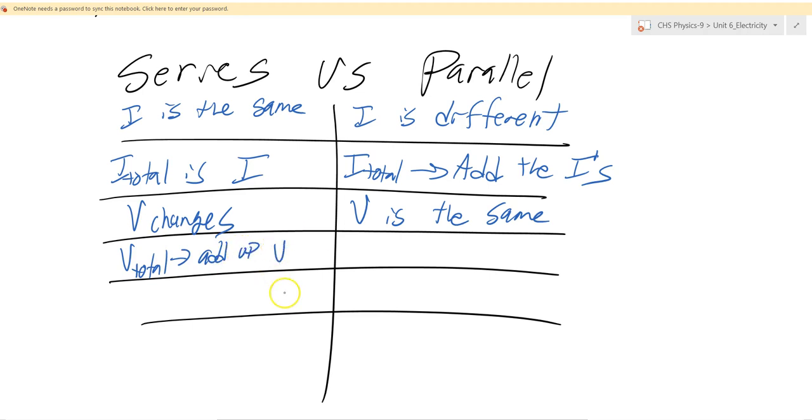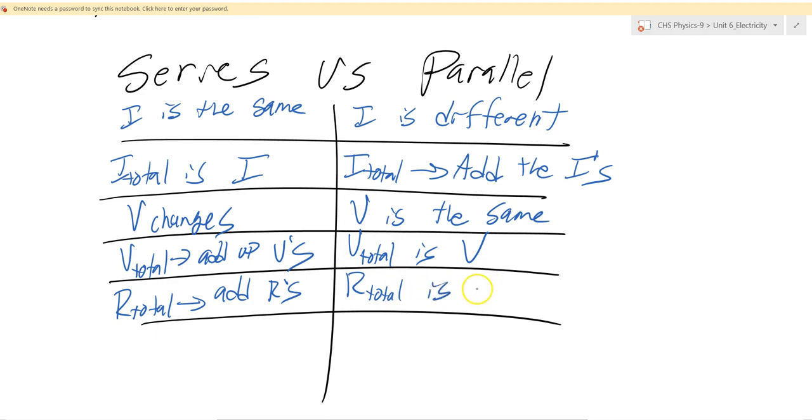For series, V total, add up V's. And then over here, V total is just V. And for series, R total, add the R's. And then for parallel, R total is less than the individual R's.